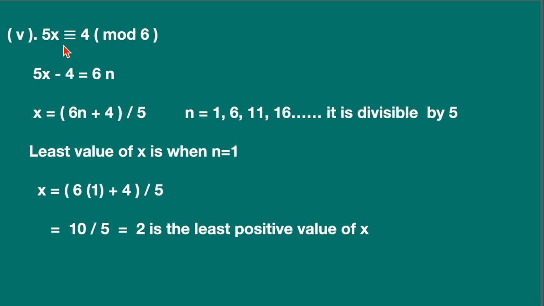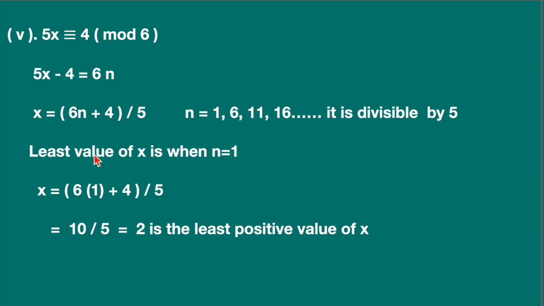Question 5: 5x is congruent to 4 mod 6. So 5x minus 4 is equal to 6n. So x is equal to (6n plus 4) divided by 5. The minus 4, I have brought to the other side, so it becomes plus 4, and then the 5 goes into the denominator. Now let us try to find the value of x. Put n equal to 1: 6 into 1 is 6, 6 plus 4 is 10, and 10 upon 5 is 2. So you get the value of x as 2.